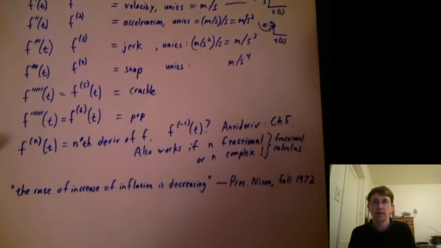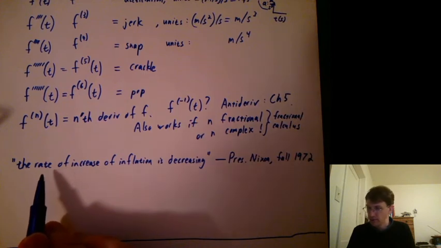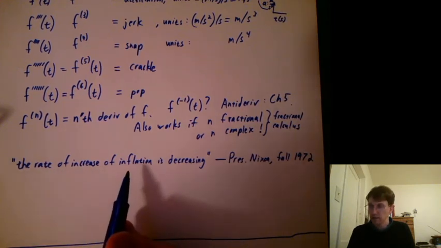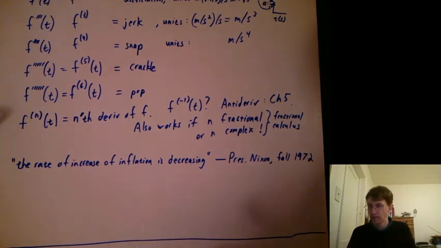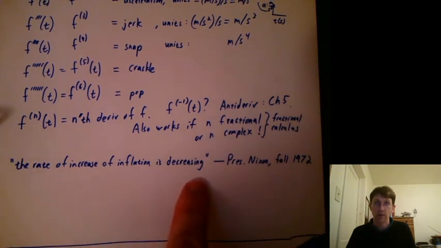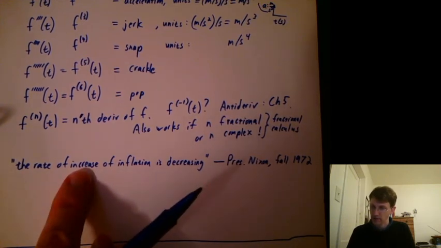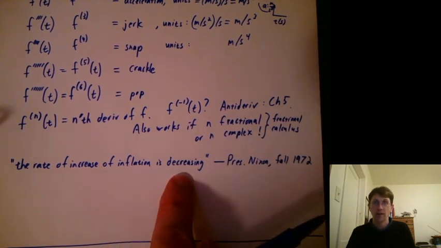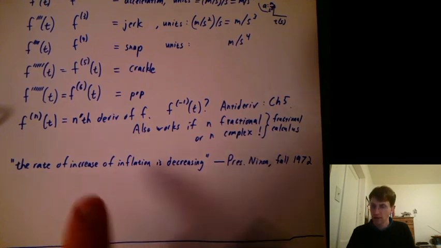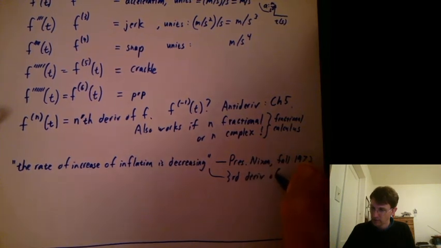Here's an interesting quote from President Nixon in fall 1972. Apparently inflation was getting bad and was increasing, and he said, the rate of increase of inflation is decreasing, which makes it sound like everything's getting better, right? And someone in a math article pointed out that this is actually an argument about the third derivative of something. Inflation is the rate of change of the cost of living. The rate of increase of it is the derivative of that, so that's the second derivative. And then saying that it's decreasing is saying how that thing is changing. So this thing is talking about the third derivative of the cost of living.